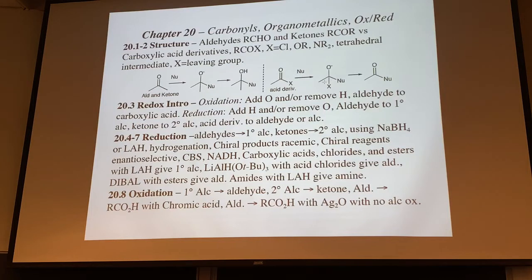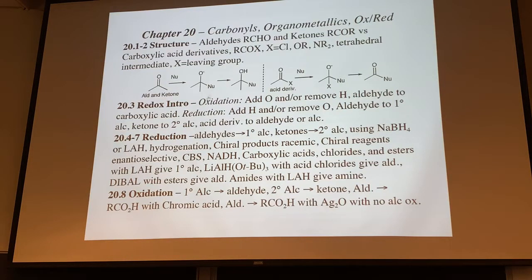Now I have to warn you, this chapter is very reaction heavy. So we've got to keep track of reactivity: what substrates, what reagents give what products, okay? The mechanisms are relatively simple. They're kind of repetitive, the same kind of thing following the paradigms here. But you need to keep track of the reagents and the reactivity carefully.